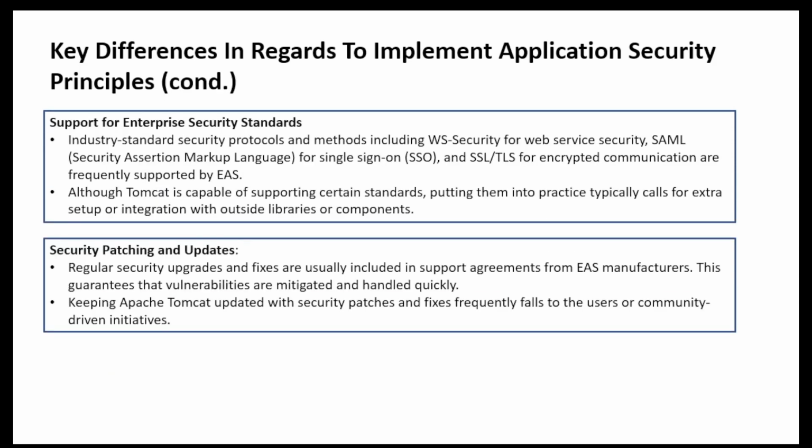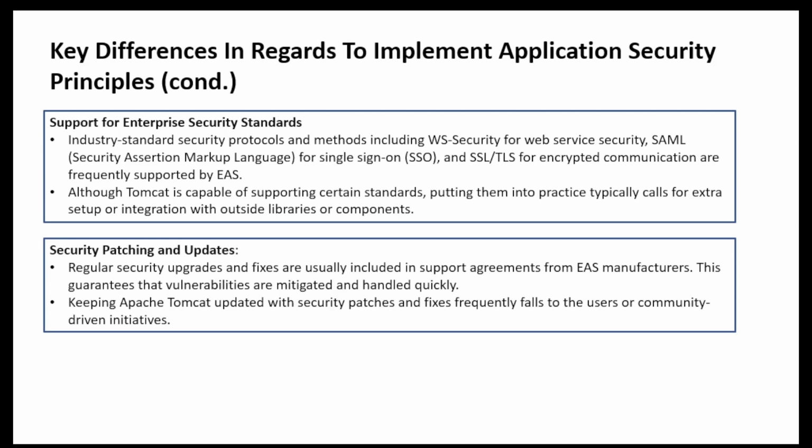Support for enterprise security standards. Enterprise Application Servers (EAS) typically offer support for industry standards, security protocols, and methods, including WS-Security for web service security, SAML (Security Assertion Markup Language) for single sign-on (SSO), and SSL/TLS for encrypted communication. On the other hand, while Apache Tomcat is capable of supporting these standards to some extent, implementing them often requires additional setup or integration with external libraries or components.